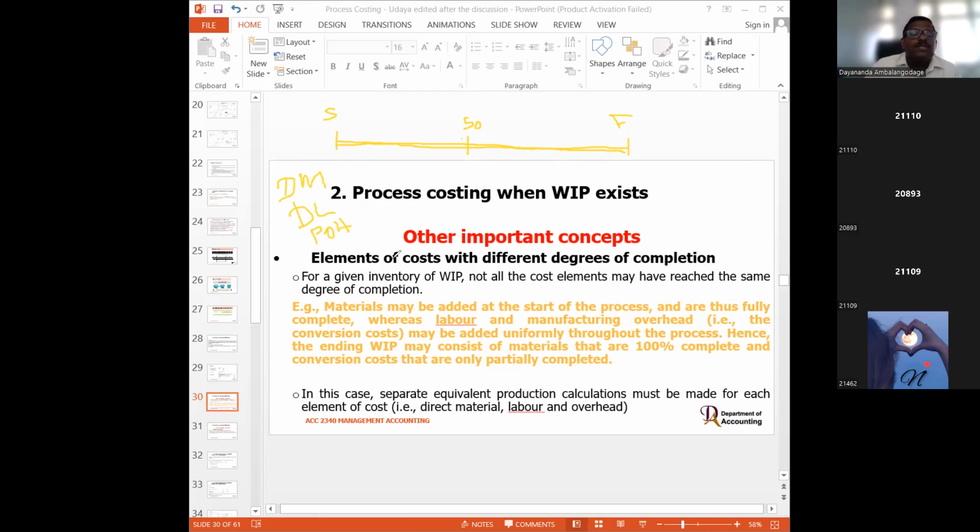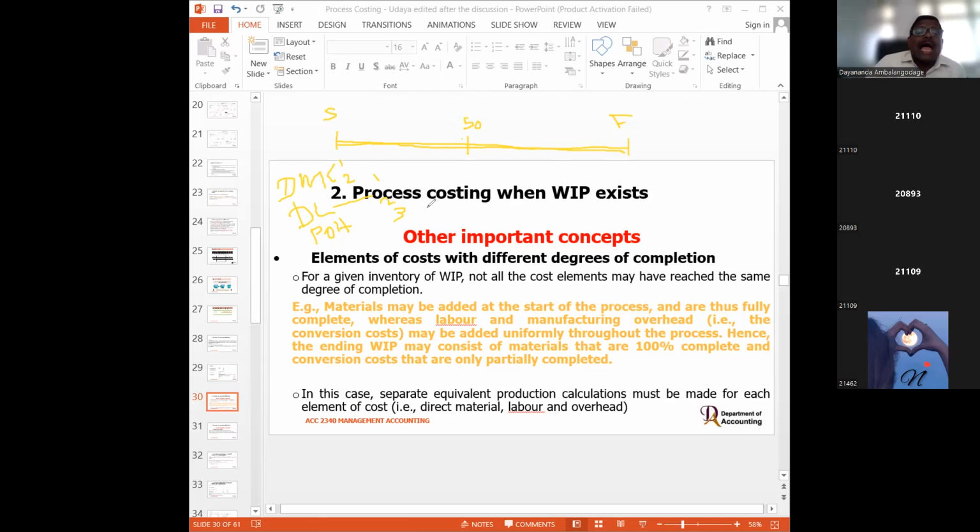These are the two elements of cost. But even direct material may have material 1, material 2, material 3. Even direct labor may have 1, 2, 3. For example, 100% trained employees, trained employees, untrained employees, likewise. So you might have different kinds of cost elements, but basically we have direct material, direct labor, and production overheads.